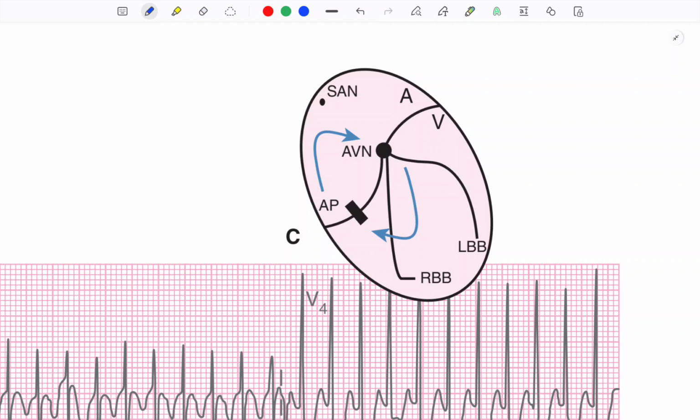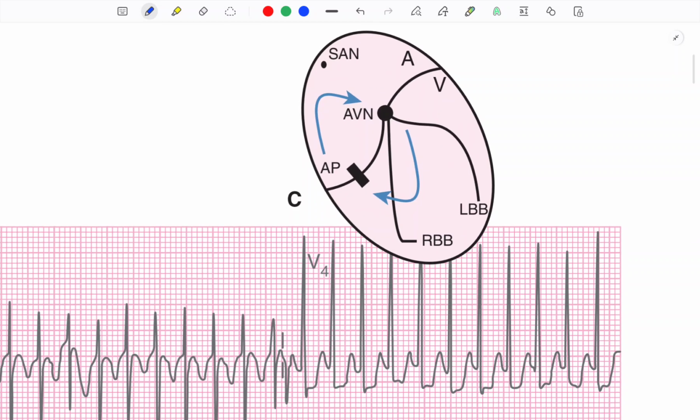Why not nodal reentrant? Because in the nodal reentrant, the entire circuit is within the AV node. There is no accessory pathway involved. Since accessory pathway is involved, it is AVRT. So arrhythmias can be antidromic and orthodromic.